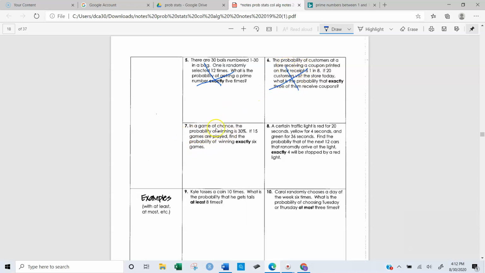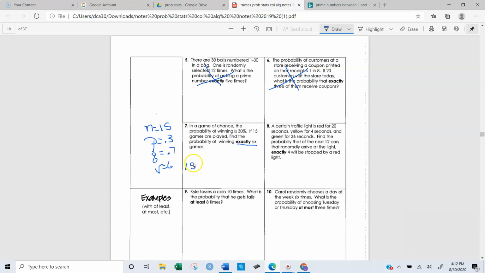How about this one? Okay, in a game of chance, the probability of winning is 30%. So now my P is 30%, which means the probability of not winning is 70%. 15 games are played, so N is 15. What's the probability of exactly 6 games are won? So R is 6. And we can do this probability with decimals. This is not a problem.